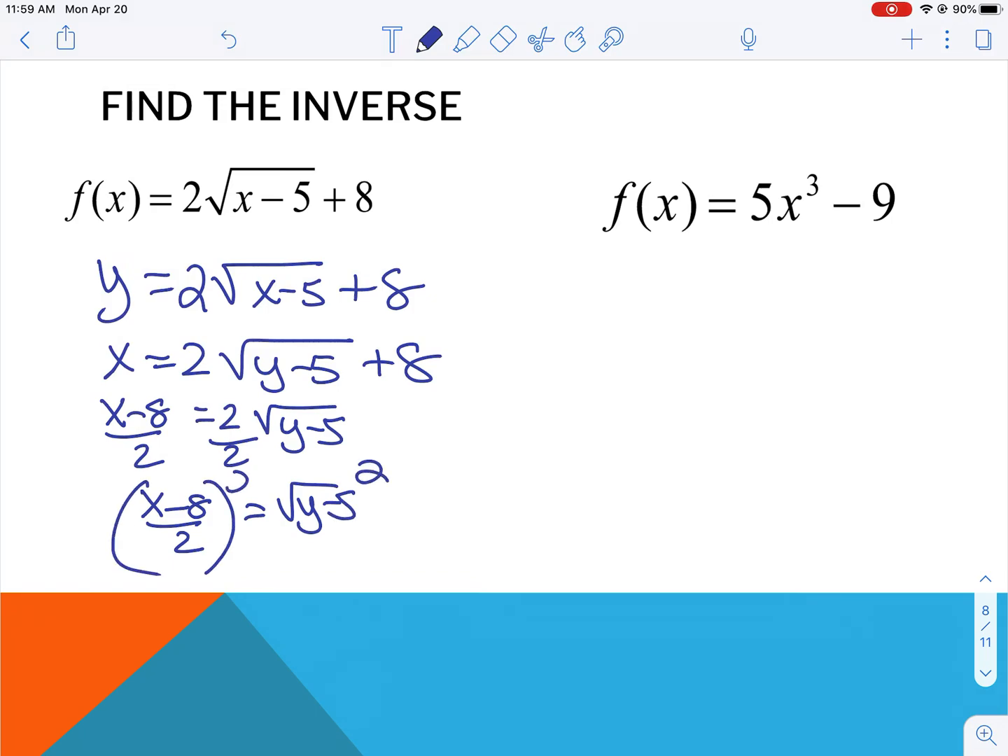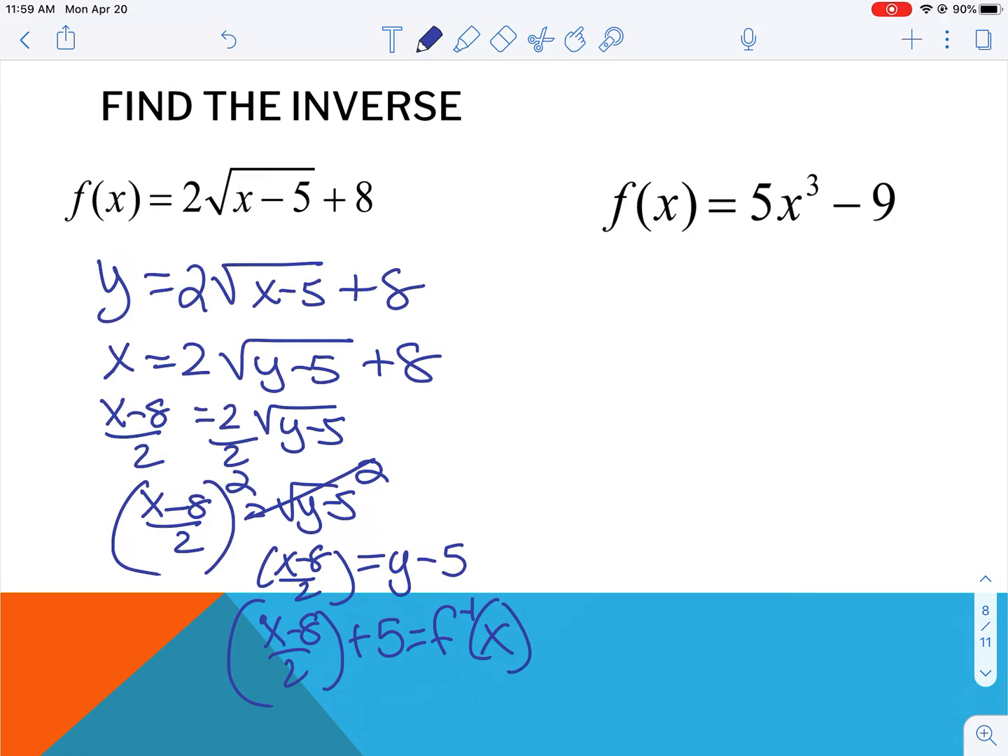Okay, now I've got to get the square root, undo that. So I've got to square. Now, when you're squaring that whole left side, you've got to use some parentheses there. So now I'm down to (x minus 8) over 2 equals y minus 5. So last step, add over that 5, call it f inverse of x.